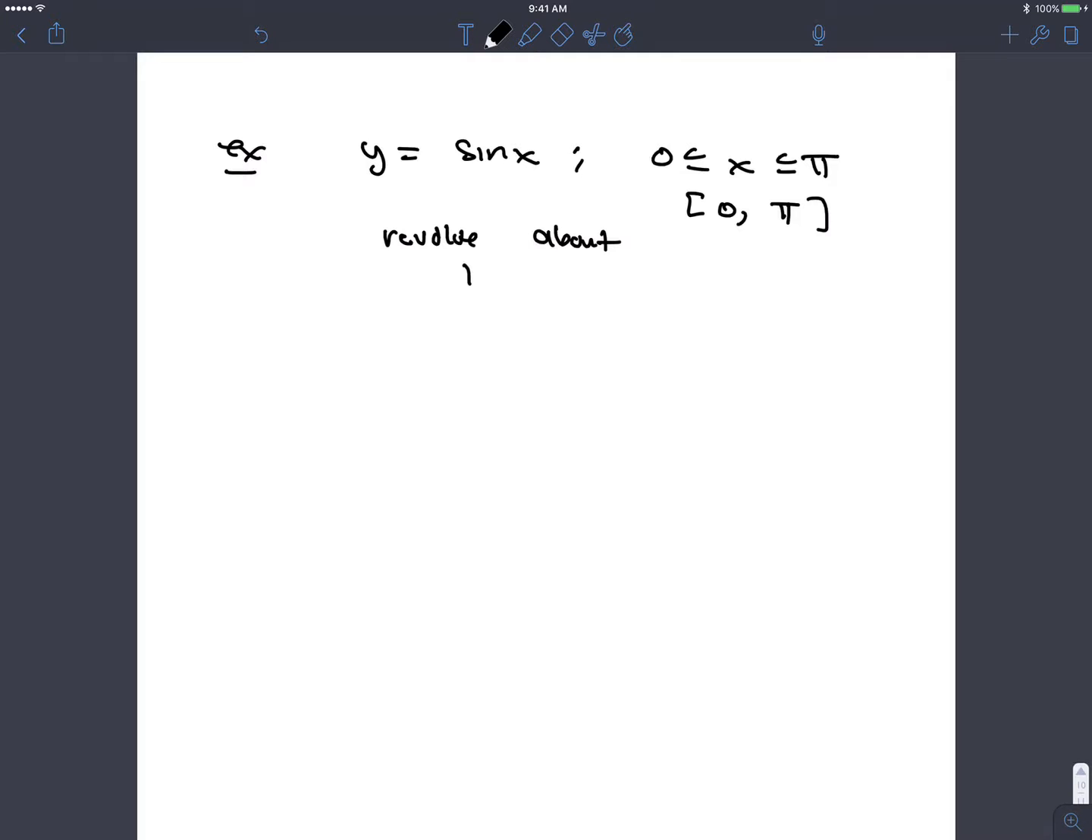All right, here's something that is kind of interesting. Let's give you another example here. Y is sine x. And again, it's over an interval here. I'm going to give you a different notation. This is 0 to pi, okay? And they're going to want to revolve again about the x-axis, I believe. So, revolve about the x-axis again.